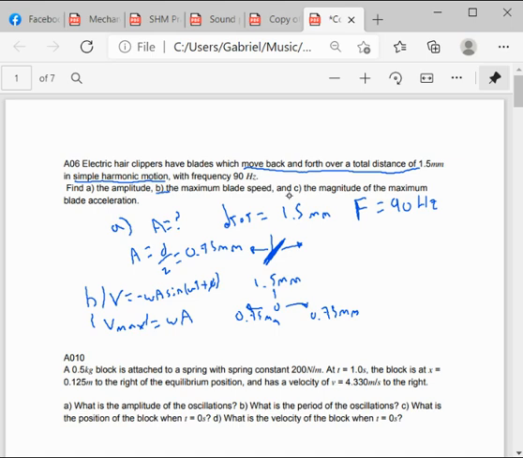Anyways, we know our frequency, so with that we can always know our angular frequency. There's a relationship, right, that omega is equal to 2 pi f, and the amplitude we found in the last question, so 0.75 millimeters. At this point, you just have to go ahead and plug in what you know. So you should get an answer of about 0.42 meters per second.